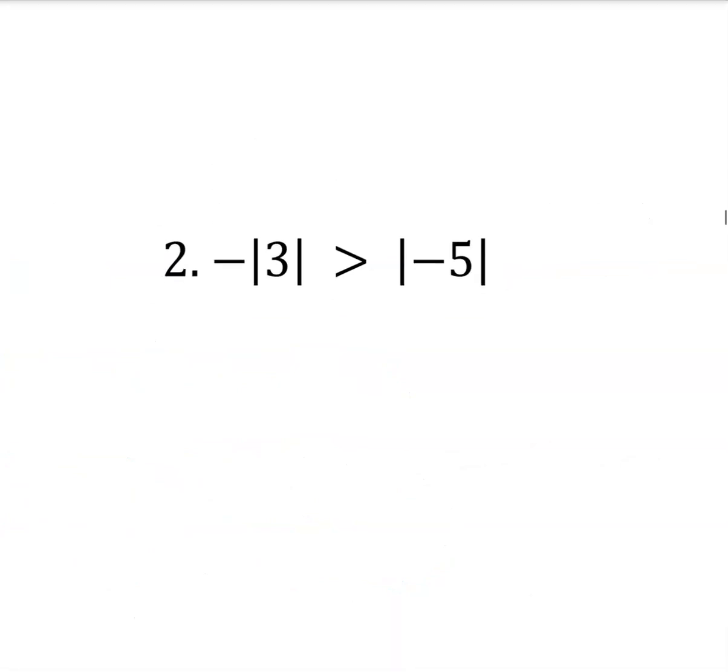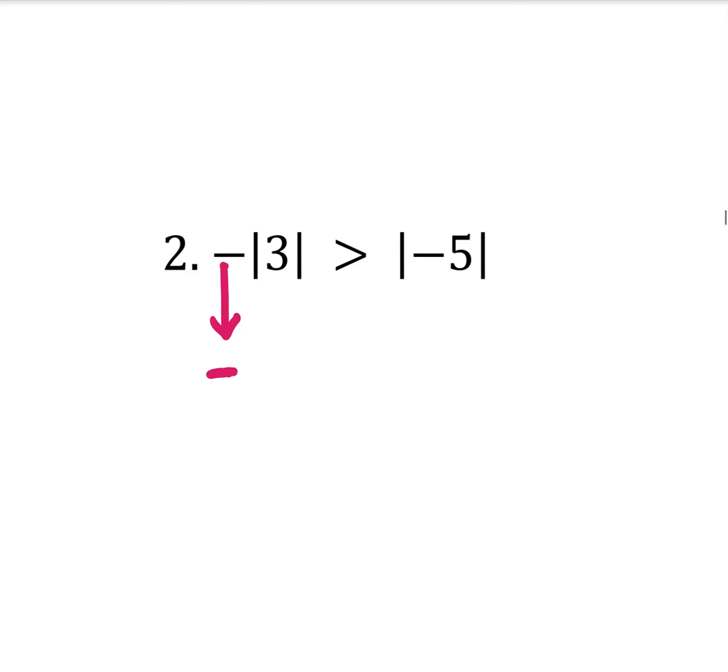Number 2, I have absolute value of negative absolute value of 3 greater than absolute value of negative 5. Okay, we got some simplifying to do before we decide if this is true. So this negative is on the outside of absolute value bars, so that means I got to bring it down and it stays.